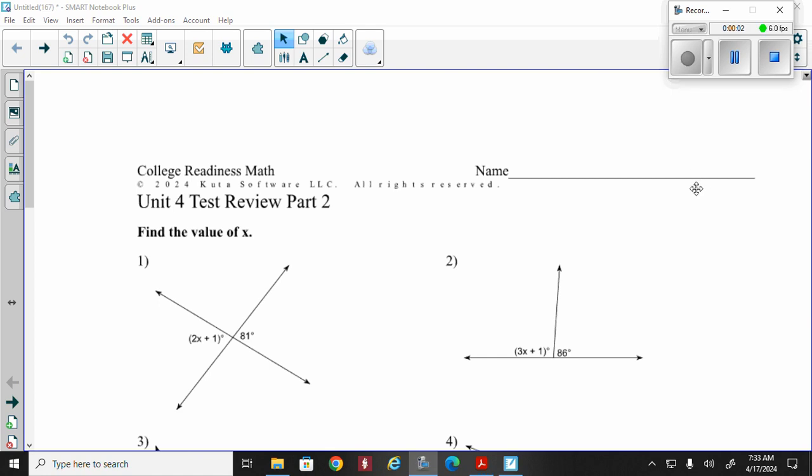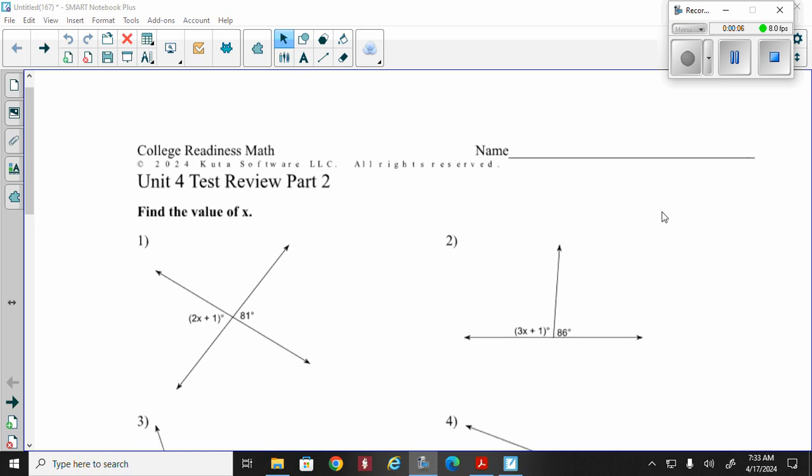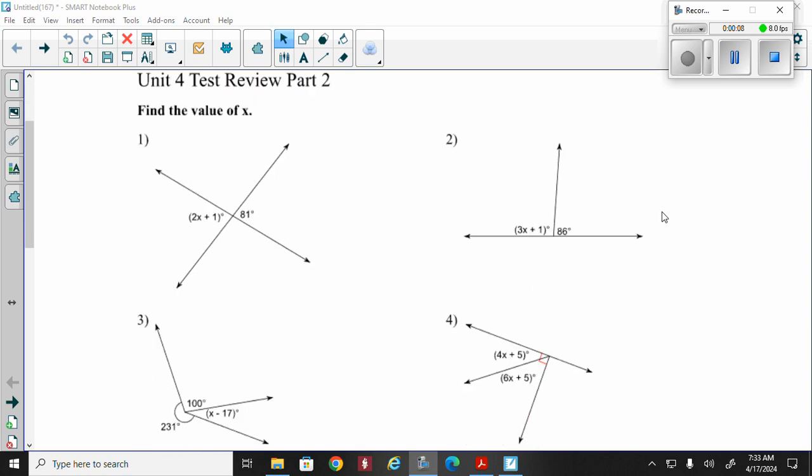All right, in this video we're going to be talking about the Unit 4 test review part 2. As you see, a lot of geometry stuff going on here. The thing you've got to remember when it comes to geometry is don't get overwhelmed by the geometry aspect. Really, all you're doing is solving equations, and it just has a little bit of a geometry twist to it.